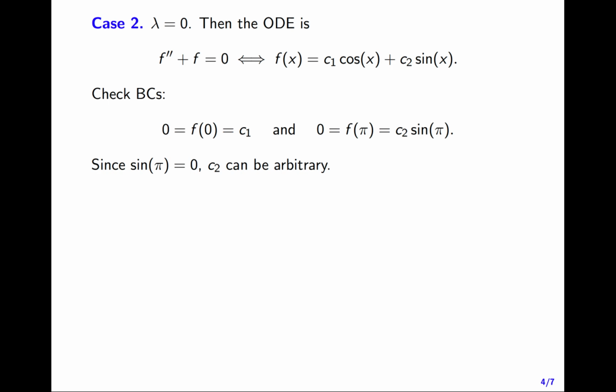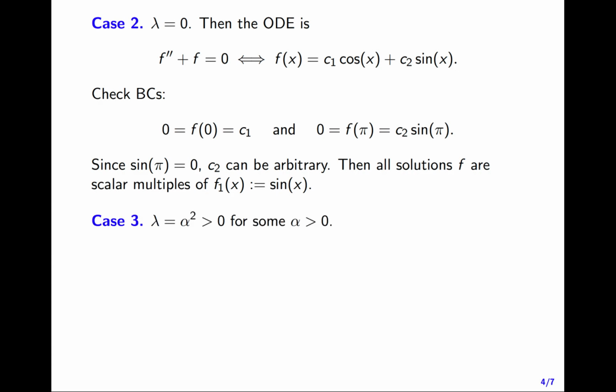So as long as c1 is equal to 0, then we can always solve both the ODE and both boundary conditions. Namely, the solution would have to be a scalar multiple of what I'll call f1 of x is sine of x. So it turns out that in the lambda equals 0 case, we do get a non-trivial solution via f1 of x equals sine of x.